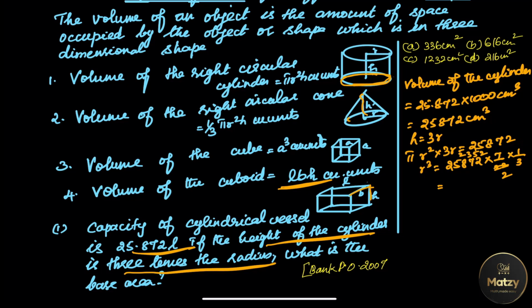So, pi r square into 3r is equal to 25,872 centimeter cube. Now, I have to find out r cube. This pi will become its reciprocal, so 7 over 22 comes to this side. This 3 will be 1 by 3. Now, 11 table, going here 2 times, here 2352 times.